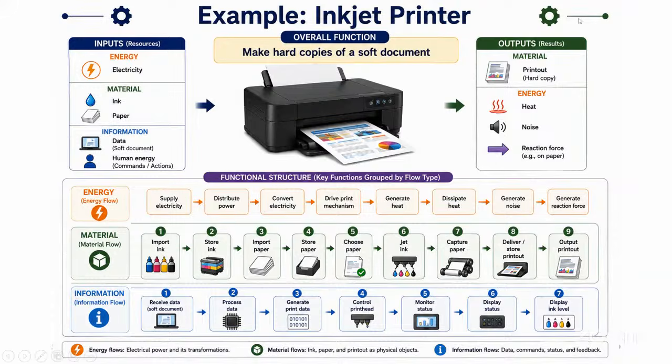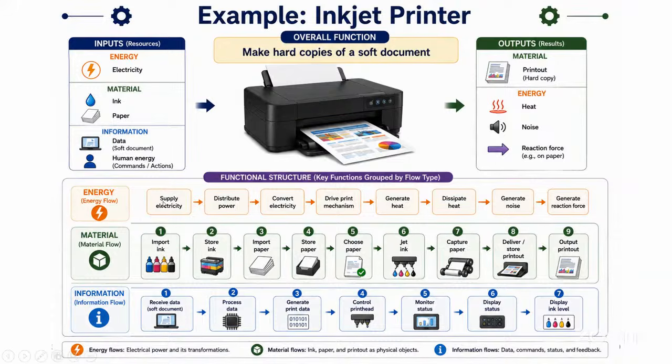What are the outputs or the results? The printout is your output. Along with the printout, you may have heat energy or noise or the reaction force on the paper. So these are the outputs. This is the overall function, input and output. You can see the functional decomposition now.